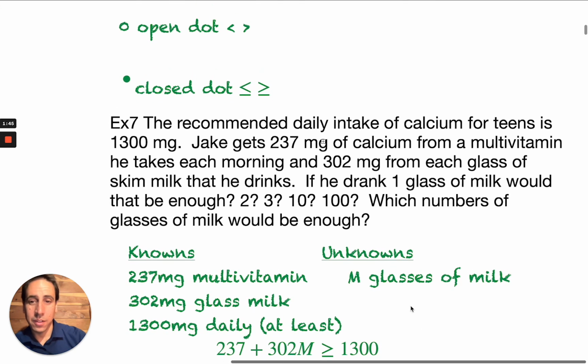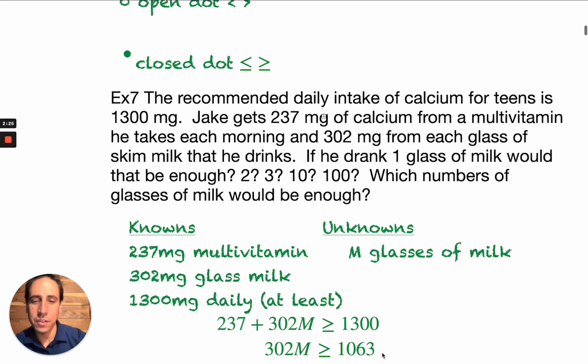So you can set that up like this. You're relating all the things you know and don't know like this. This is the multivitamin, 237, and this is the glass of milk, 302. And you can multiply that by the unknown, the number of glasses of milk. And at the very least, it should get 1,300. More is okay. So 1,400 is great. 1,500 would be fine. But 1,200 would not be good. And 1,300 would be okay also. 1,300 is the boundary point, and if you somehow got exactly 1,300 milligrams of calcium, that would be fine. So the boundary point should be included.